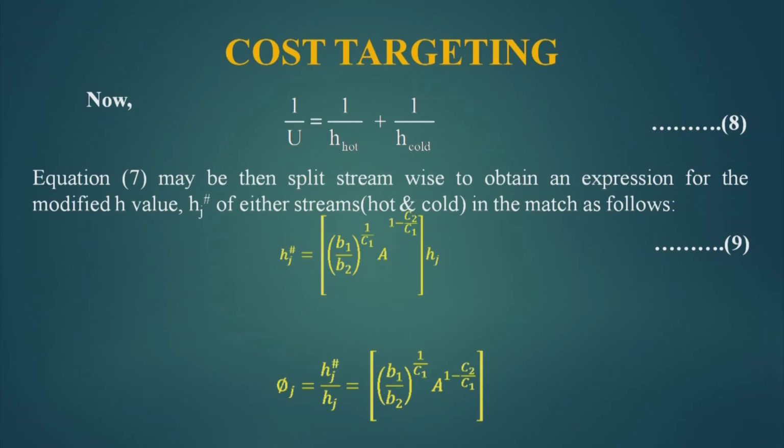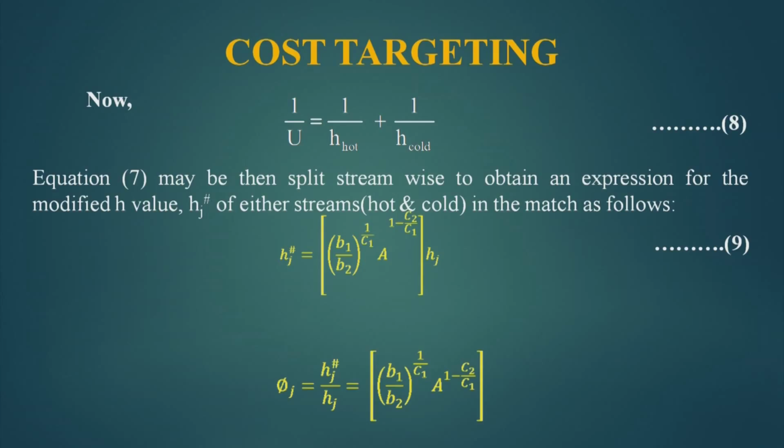Based on this we can compute the value of h j hash from the U hash, and it gives the equation (B1 by B2) to the power 1 by C1 into A to the power (1 minus C2 by C1) into h j. Here we will see that earlier it was B2 by B1, here it is B1 by B2 to the power 1 by C1, and earlier it was A to the power (C2 by C1 minus 1), it is now A to the power (1 minus C2 by C1).